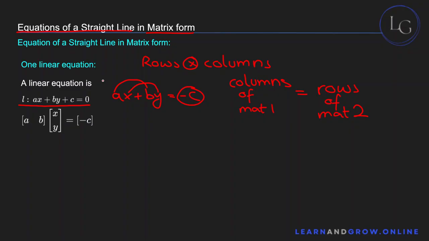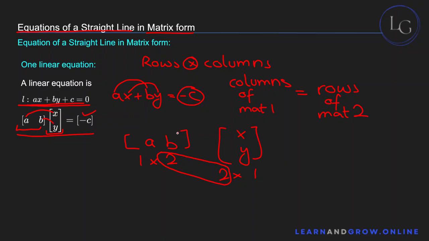And now look at this. This is the matrix multiplication that will eventually give you this general equation. Rows into columns means that you will multiply A with X, add that to B into Y, and that will give you minus C. Now, first we must confirm that the columns of this matrix are equal to the rows of this matrix. A, B is a 1 cross 2 matrix, 1 row, 2 columns. And X, Y is a 2 cross 1 matrix, 2 rows, 1 column. As you can see, the number of columns of matrix 1 is equal to the number of rows of matrix 2, so they can indeed be multiplied.